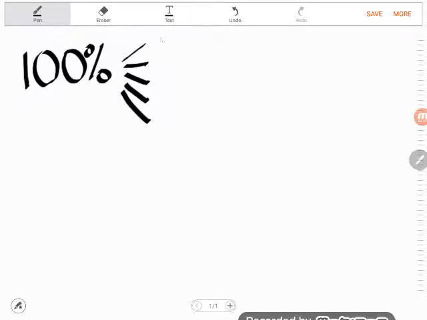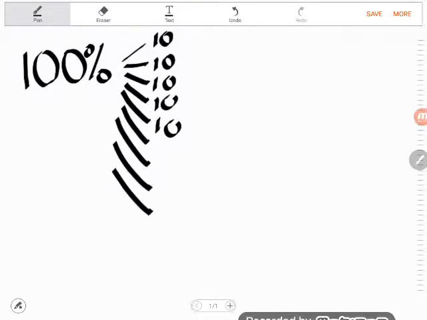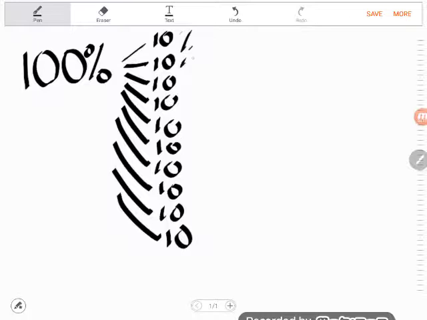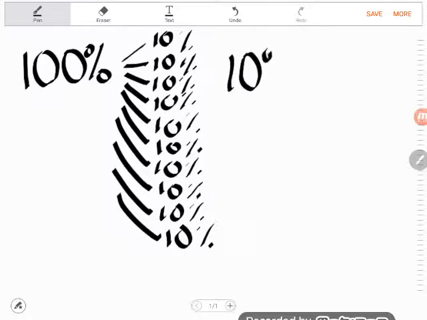100 divided by 10, of course we know 100 is made of 10 tens. So what do I got here? 5 of them, 6, 7, 8, 9, 10. So if I were to break 100% into 10 equal pieces, that would be 10%. So what I'm just trying to show you here is that 10% is 1/10 of 100 because there's 10 tens in 100. 10% therefore is equivalent to 1/10.